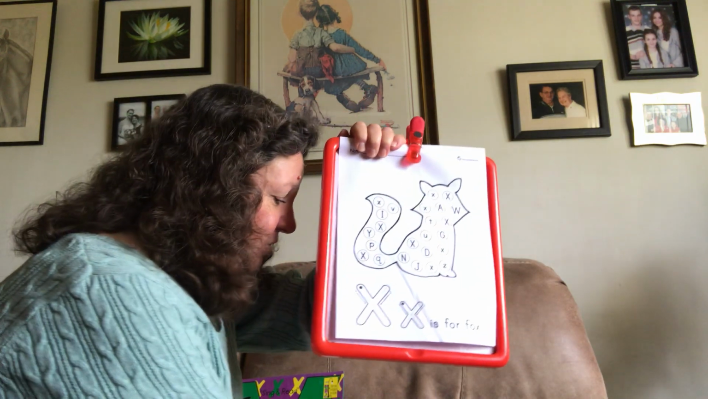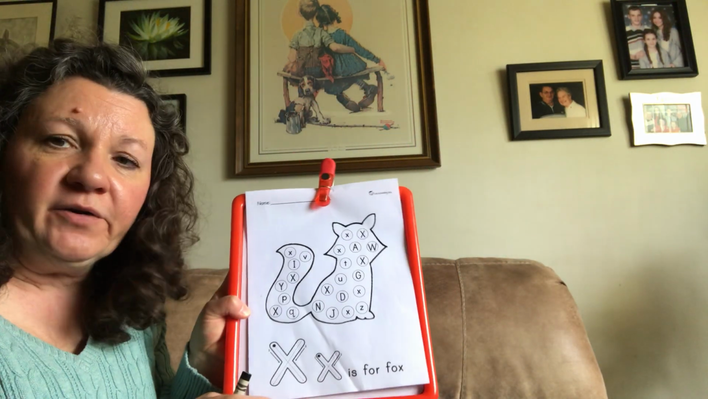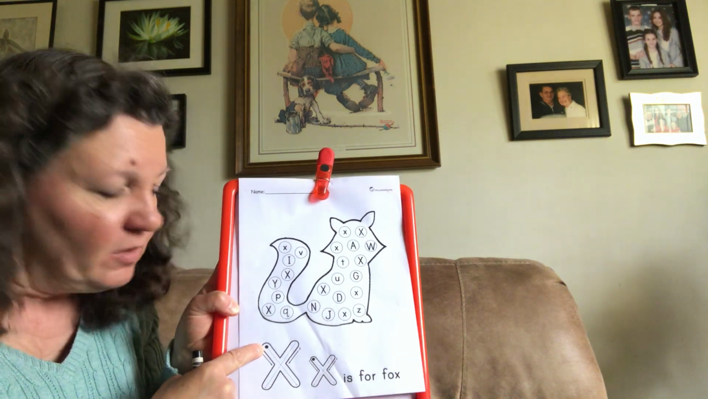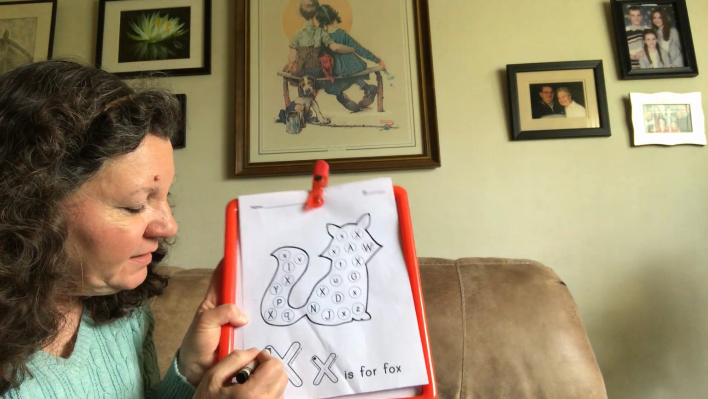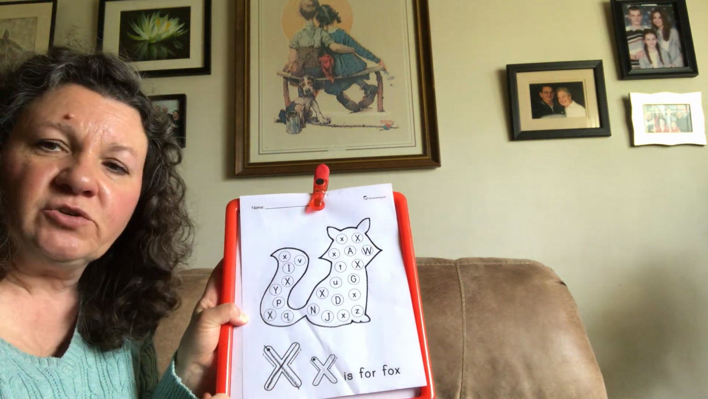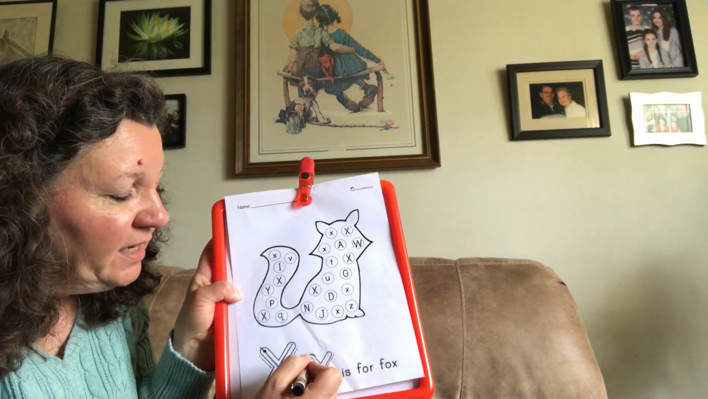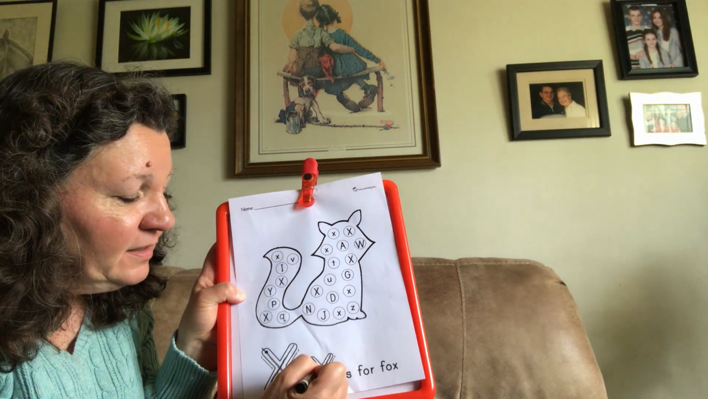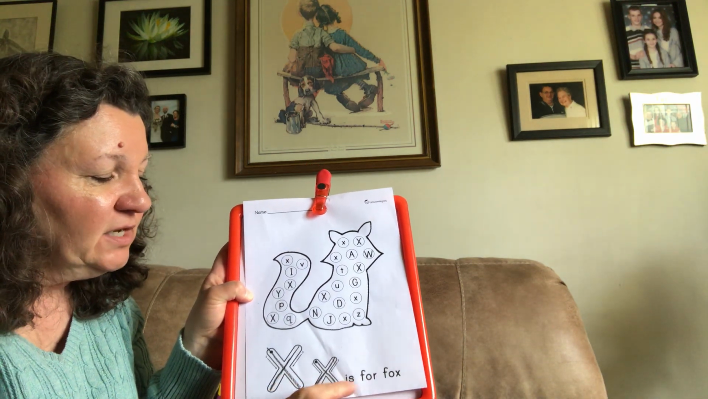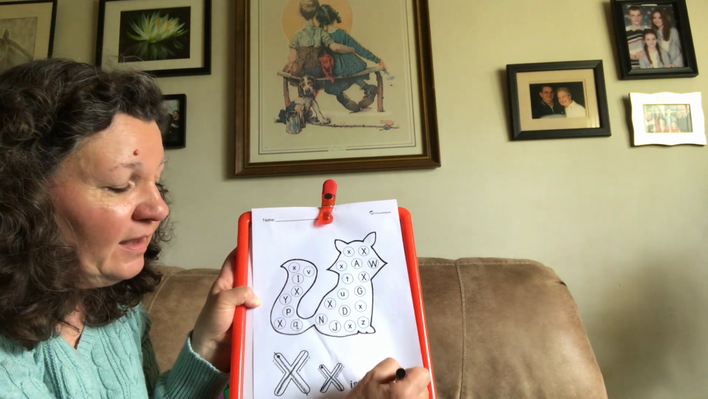So the first thing we're going to do, let's take your black crayon, and we're going to trace the letter X, okay? You're going to start at the top on the left, and let's go slant down. That's your capital X, and we'll do the lowercase x the same way. Start at the dot, slant down. There's our capital X.